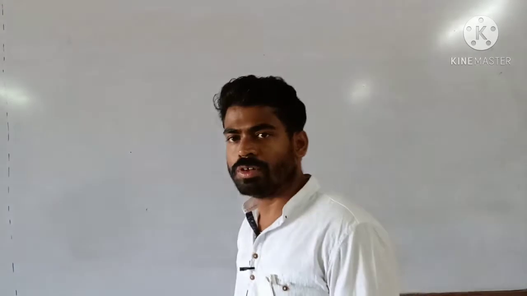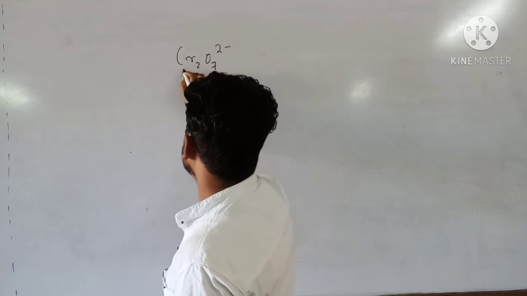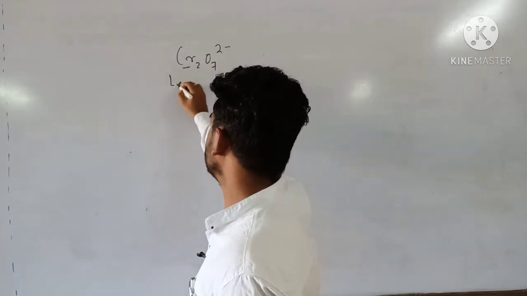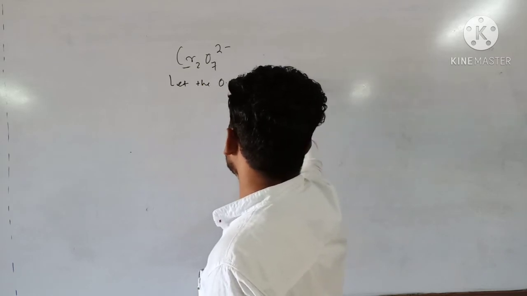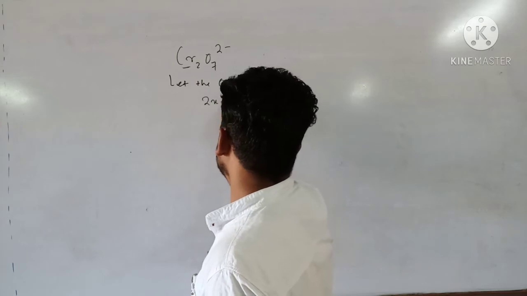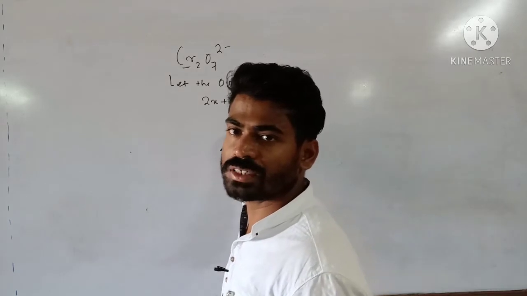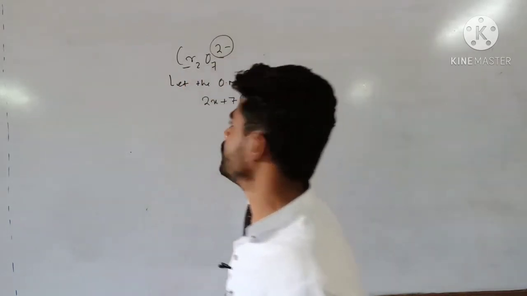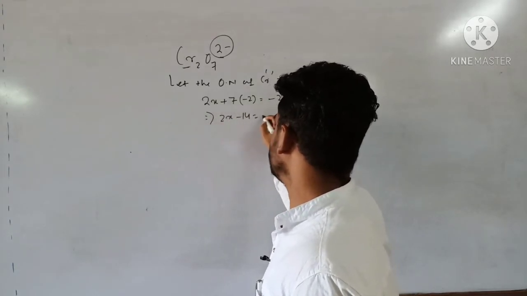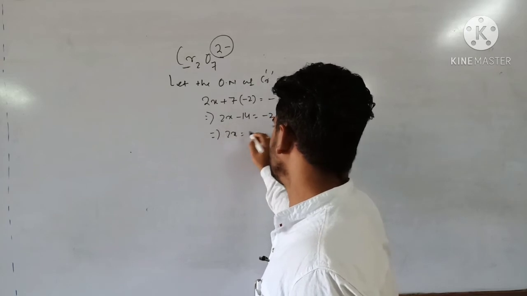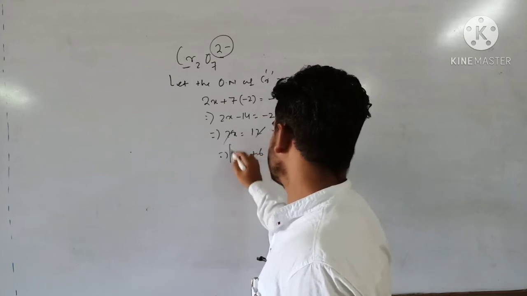Suppose we need to find the oxidation number of chromium in Cr2O7 2-. Let the oxidation number of chromium be x. Two chromiums are there, so 2x plus 7 into -2 for each oxygen, equals, we can't write overall charge 0 here because this is not a neutral molecule; it has a net charge of -2. So 2x minus 14 equals -2, which implies 2x equals 12 and x equals +6.